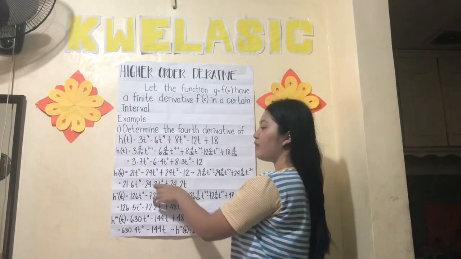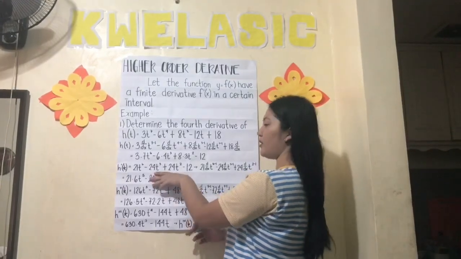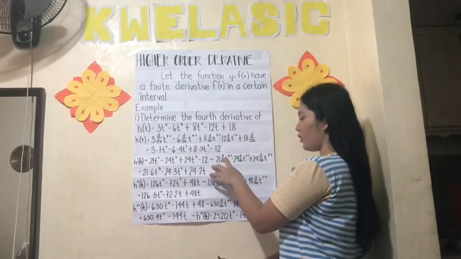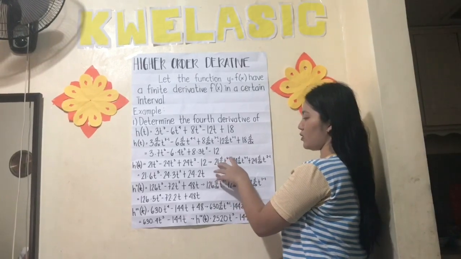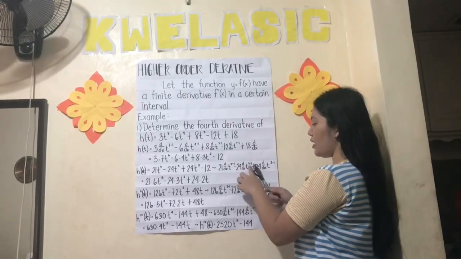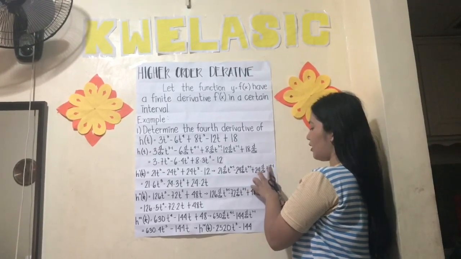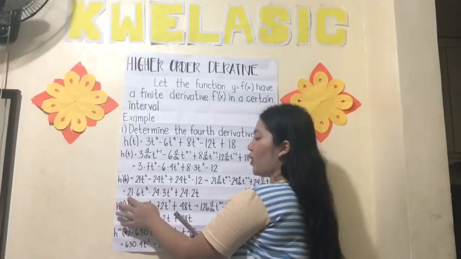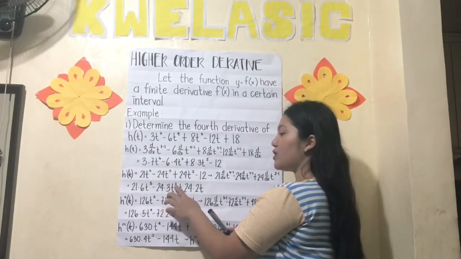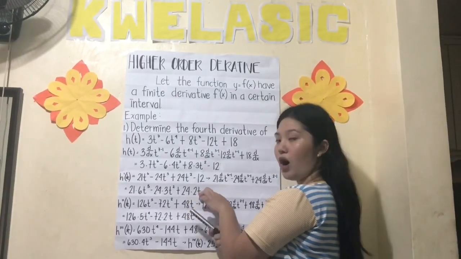After getting the first derivative of this equation, we need to get another derivative of this to come up with the second derivative. So, same process as here. 21 d over the derivative of x, t to the 6 minus 1, minus 24 d over the derivative of x, t to the 3 minus 1, plus 24 d over the derivative of x, t to the 2 minus 1. So the result is 21 times 6t raised to the power of 5 minus 24 times 3t squared plus 24 times 2t, since t already has an exponent of 1.